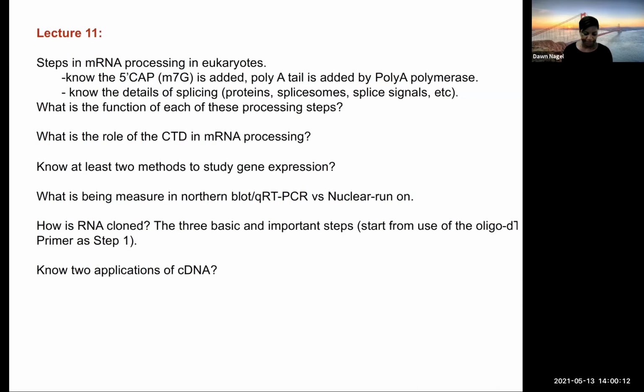Professor, I have a quick question about the lecture. Does the reporter gene technique help with measuring the rate or abundance of mRNA? It's mostly abundance.